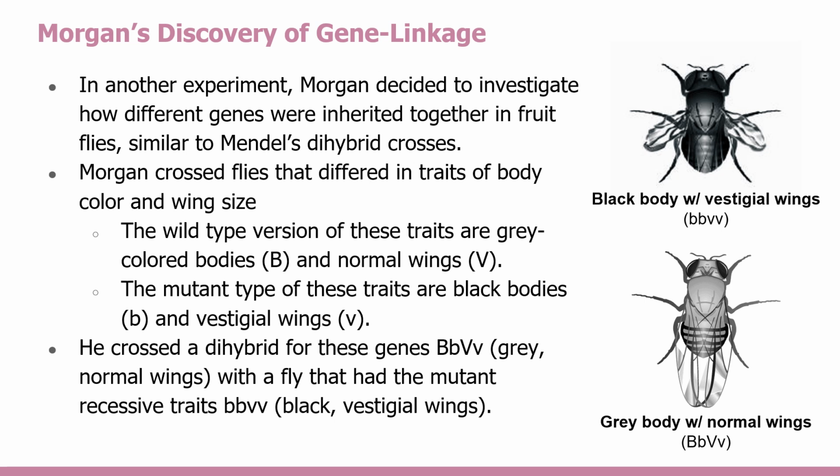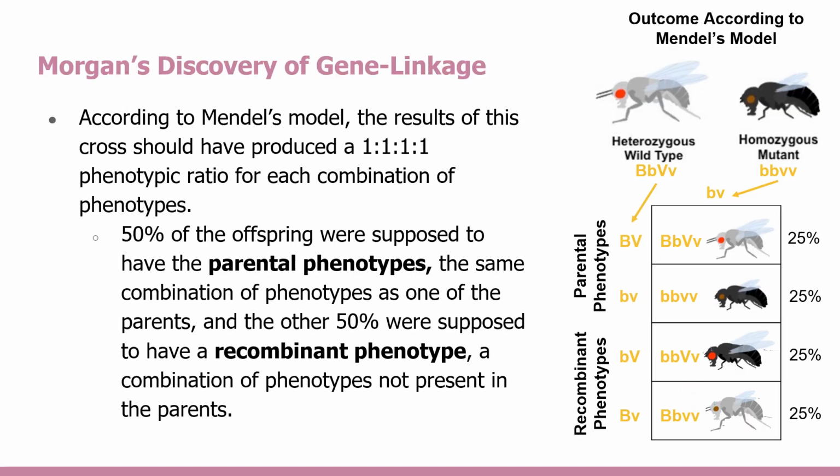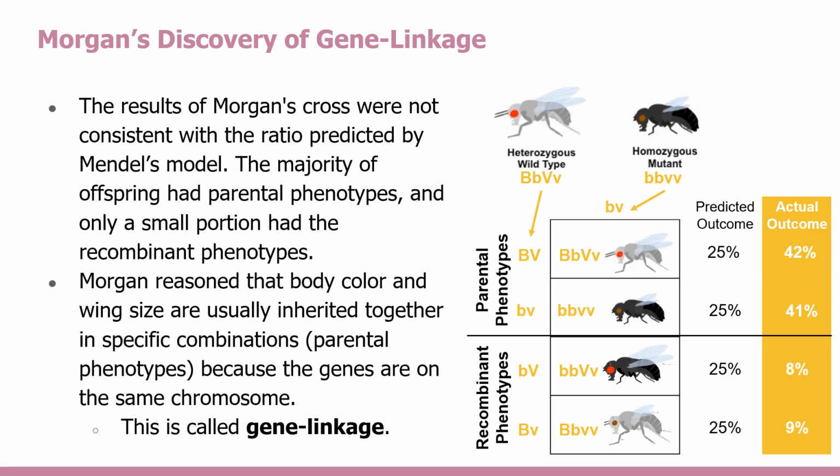He crossed a dihybrid for these genes with a fly that had the mutant recessive traits. According to Mendel, the result should have been a 1 to 1 to 1 to 1 phenotypic ratio. 50% of the offspring were to be representing the parents, as seen here, and then the other 50% were supposed to have a recombinant phenotype, as seen here and here. And so that wasn't the case. The majority of the offspring had the parental phenotypes, and only a small portion had the recombinant phenotypes.